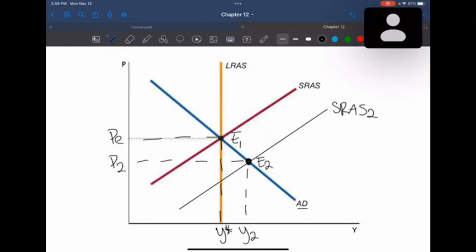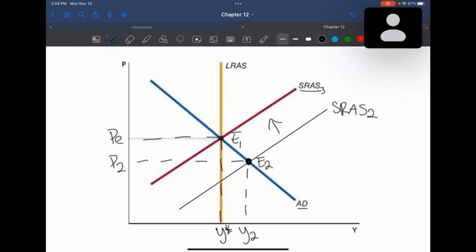Now, in the long run, the short run supply curve, the long run supply curve, and aggregate demand have to be intersecting, because that means the economy is in long run equilibrium. Now with the supply shock, the short run aggregate supply curve will actually shift back to its original position. So this original short run supply curve will actually become our third curve. So we'll label that SRAS2.